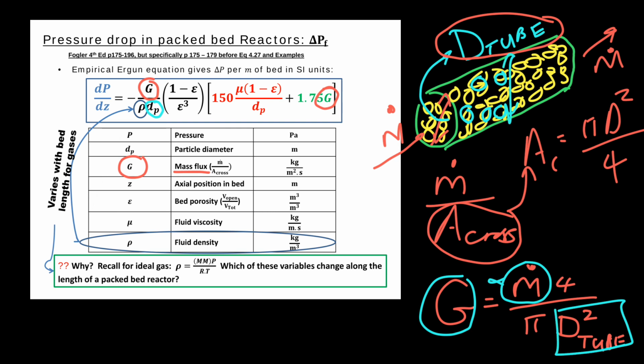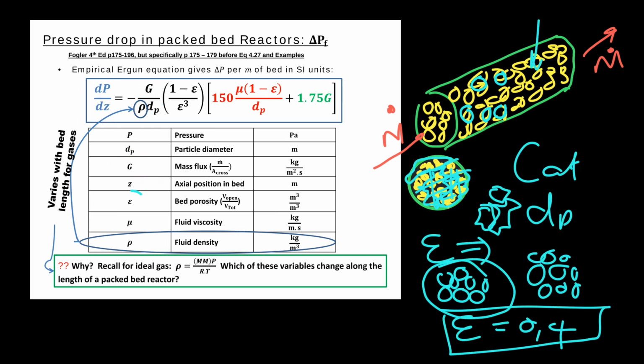So the smaller I make my tube, let's just see whether that makes sense. The smaller I make my tube, the bigger my mass flux will be, and I will have a steeper slope, or the pressure will decrease faster along the length of the reactor, and intuitively, surely that makes sense.